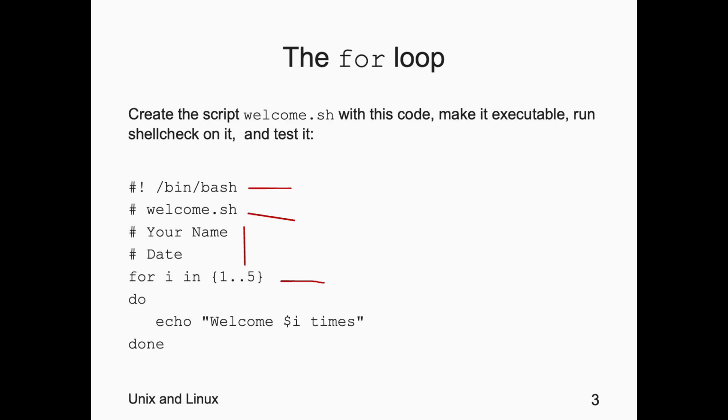In this example, when you run this code, it will print welcome $i times, but instead of $i, it's going to be the integer from 1 to 5. So there are going to be 5 lines of output. Keep in mind that when we have 1 to 5 here, it is inclusive of both 1 and 5.